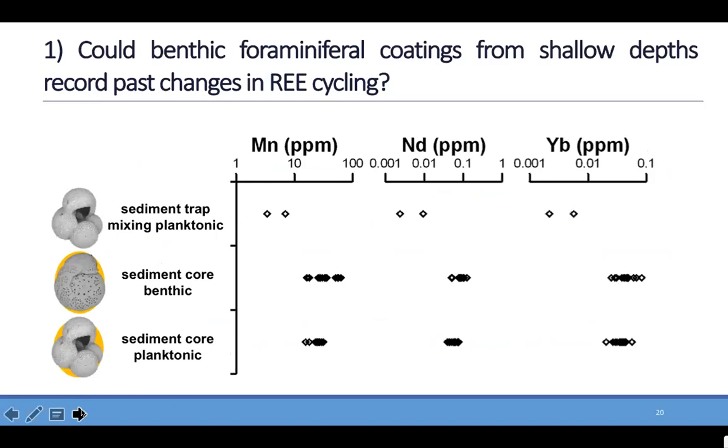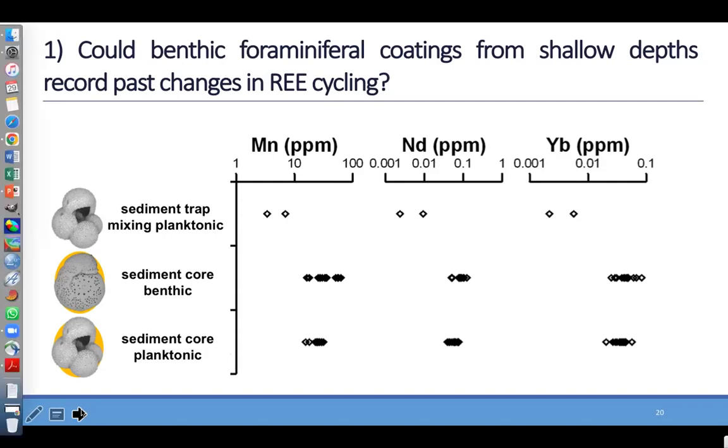Then we go to the results, trying to answer the first question: whether benthic foraminifera coatings could record these changes in rare earth element cycling. We start by comparing the sediment trap values of manganese and rare earth elements, and we see quite low concentrations when we compare with the sediment core benthic and planktonic foraminifera. They show a 10 to 14 fold increase of this concentration in relation to the calcite, and it seems that yes, benthic foraminifera could be reproducing that rare earth element cycling, as has been done with planktonic foraminifera.